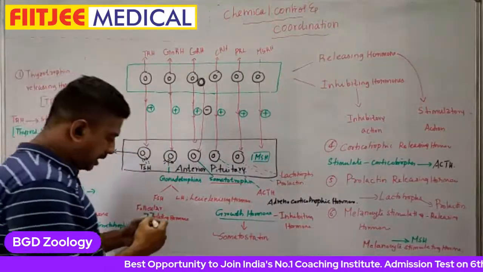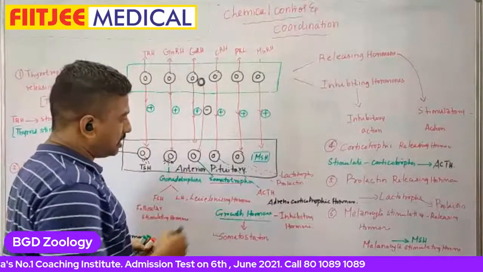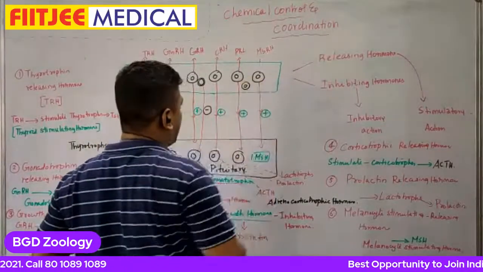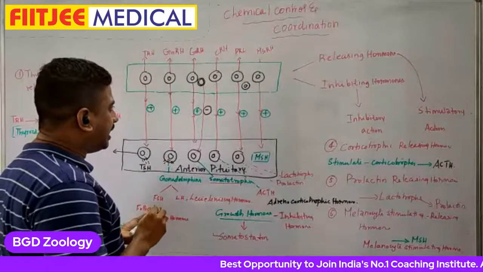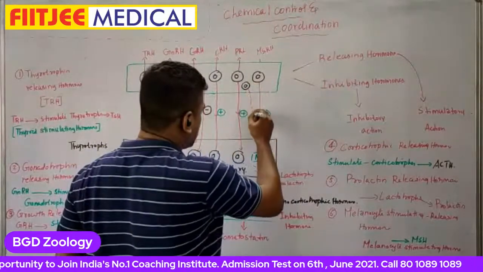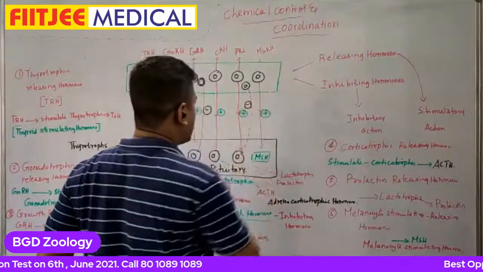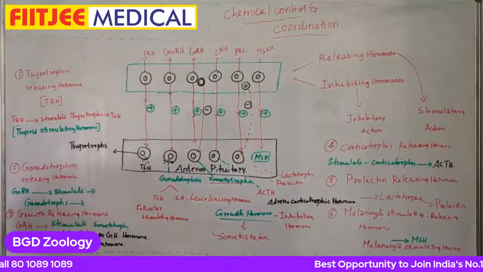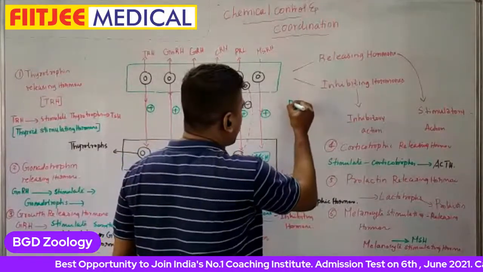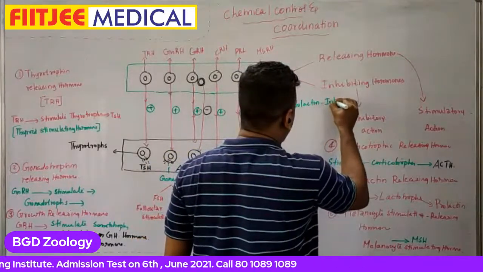Now, similar to that, if you take the prolactin releasing hormones, they will stimulate the lactotrophs. But there are some hypothalamic hormones that have an inhibitory effect on lactotrophs. So I will show it with a minus mark. Right? That inhibitory effect on the lactotrophs, against which hormone? Against prolactin. So prolactin inhibiting hormone.